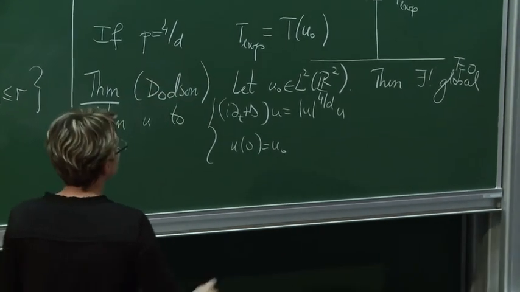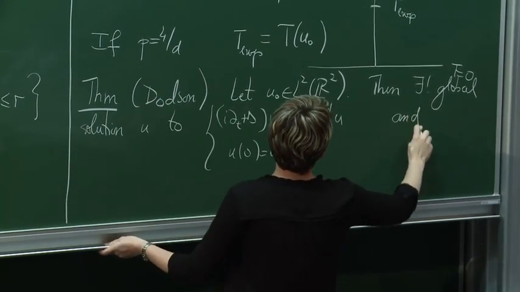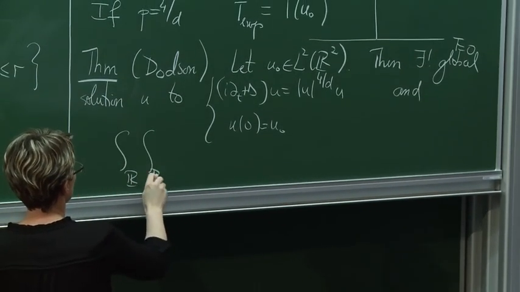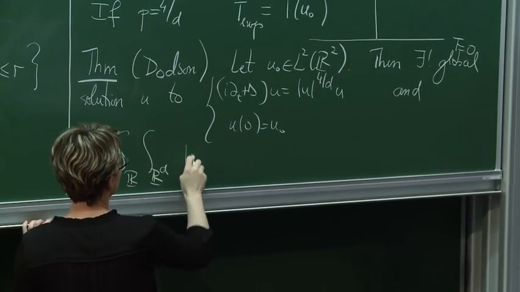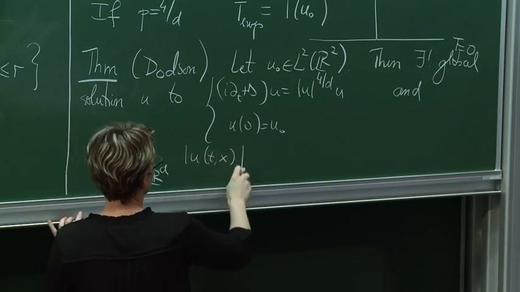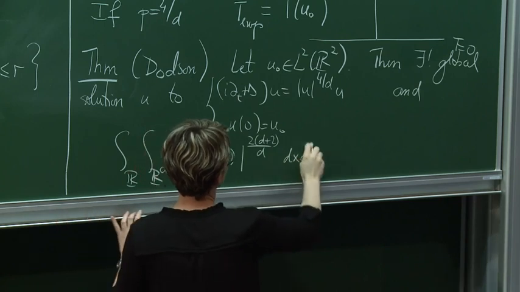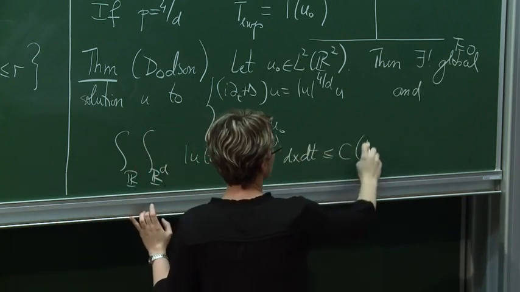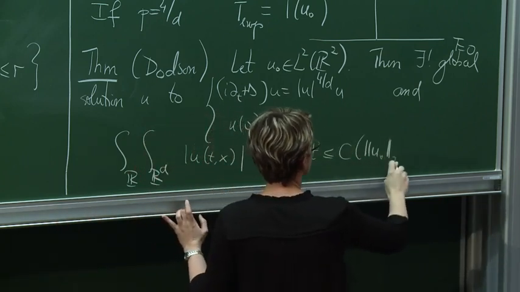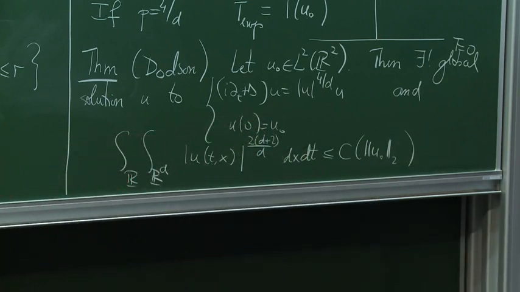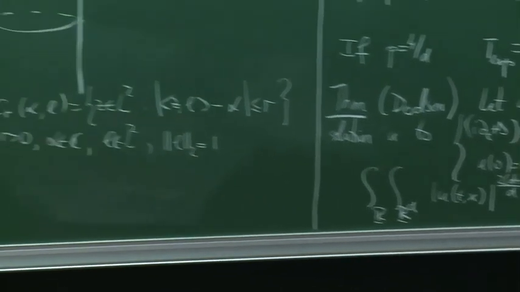Okay, and this solution obeys uniform space-time bounds. So the integral over R and the integral over R^d of |u| to the power (2d plus 2) over d dx dt is bounded by a constant that depends only on the mass of the initial data. Okay? So in particular, this theorem allows us to consider flows for arbitrary amounts of time.